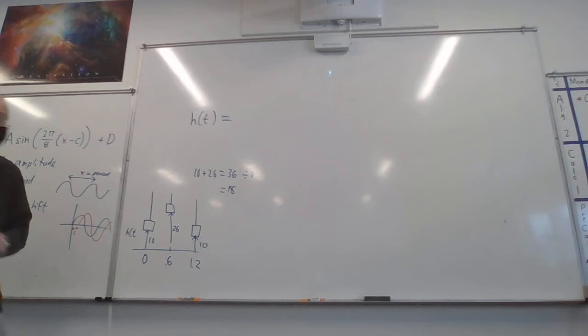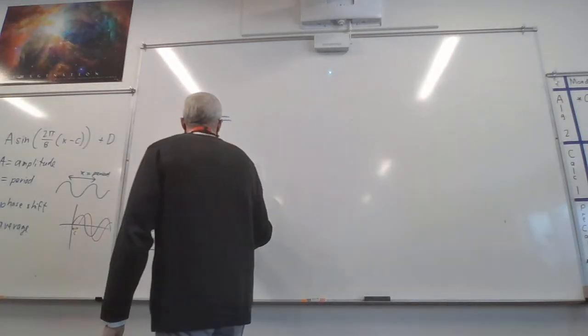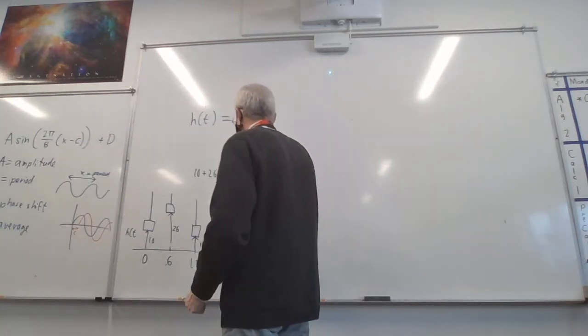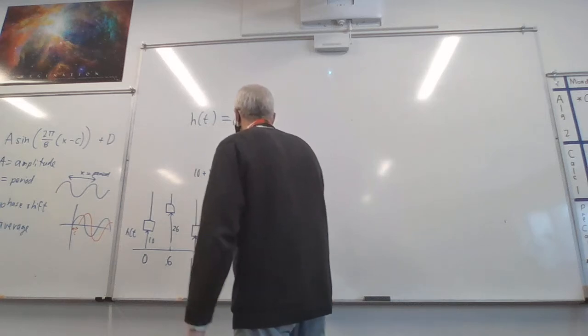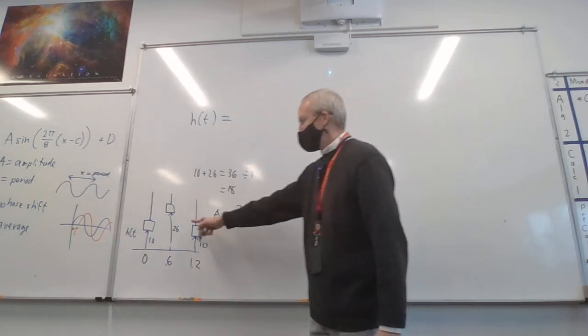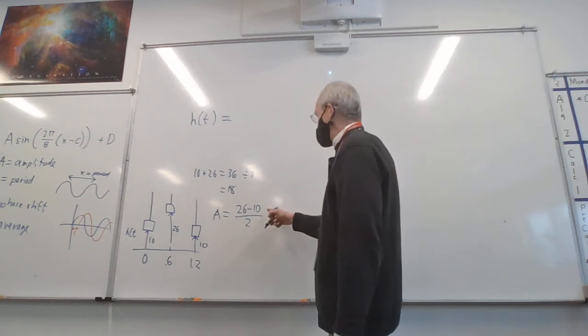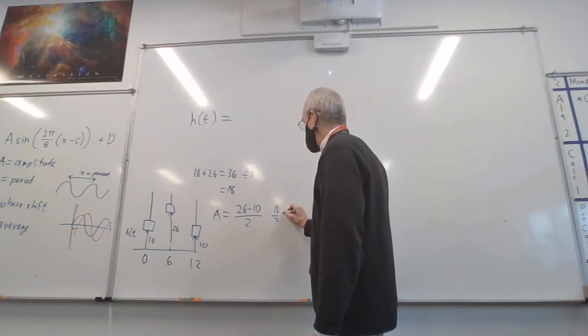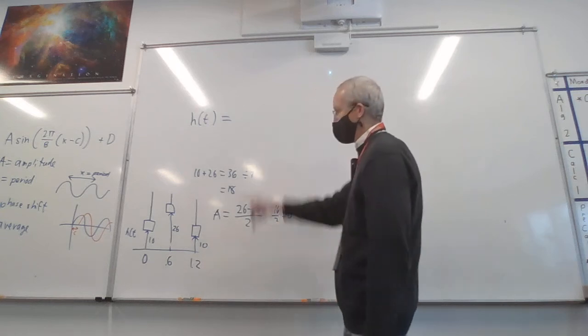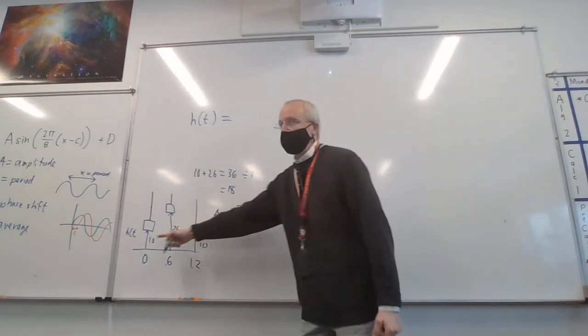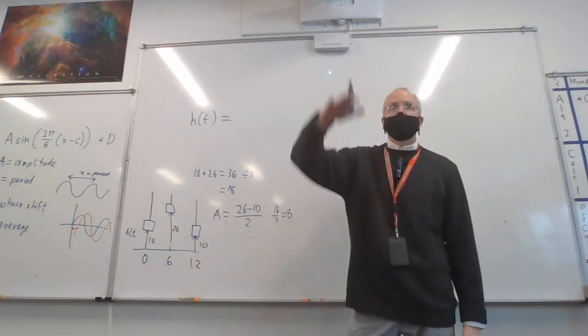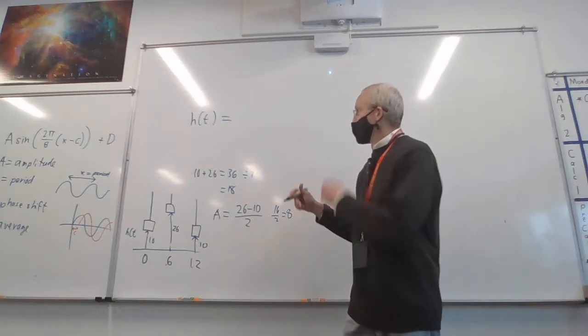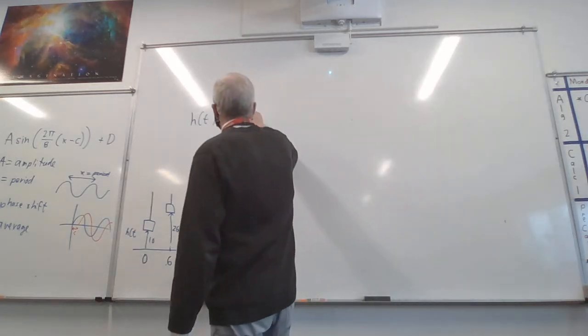So I guess the range: for the amplitude, you take the range, 26 minus 10, and divide that by 2. It goes up to 26, down to 10, so that's 16 divided by 2, which is 8. So it goes 8 up and 8 down, which means it's a range of 16. Makes sense? The amplitude is how far from the middle it goes. So right away we know the amplitude is 8.